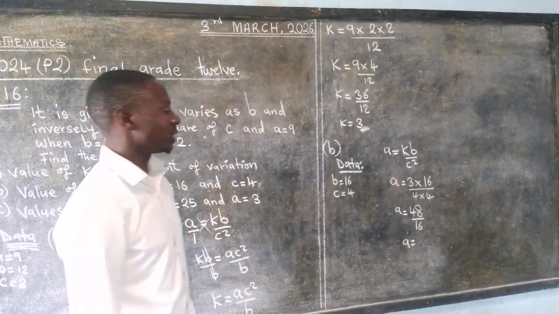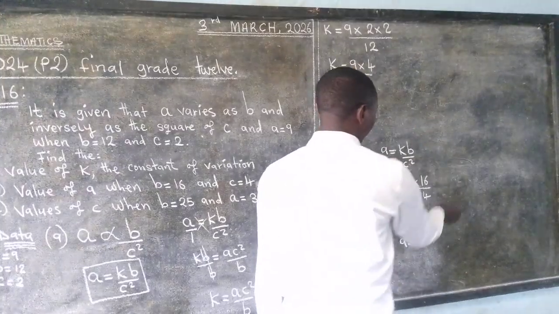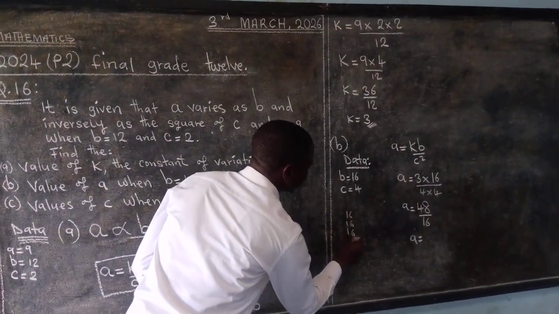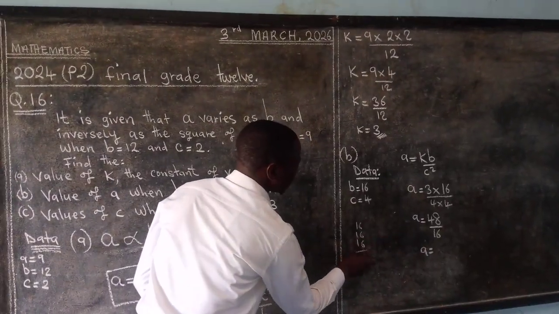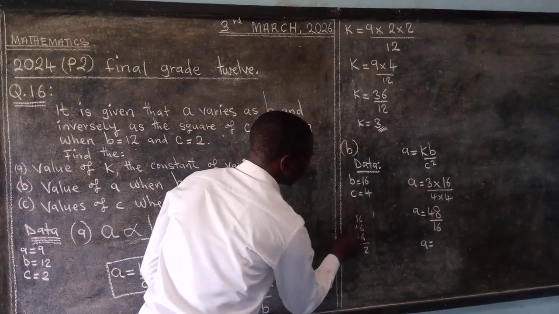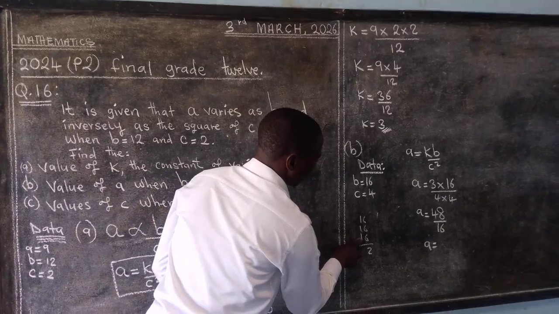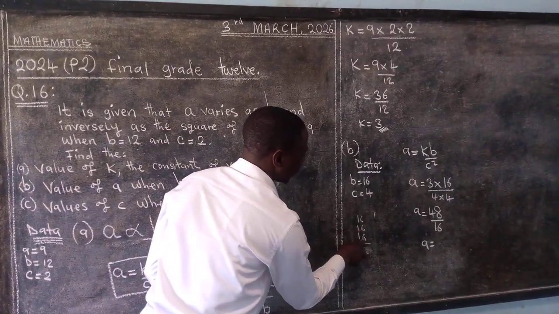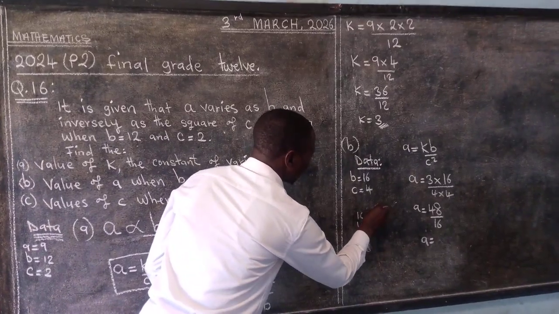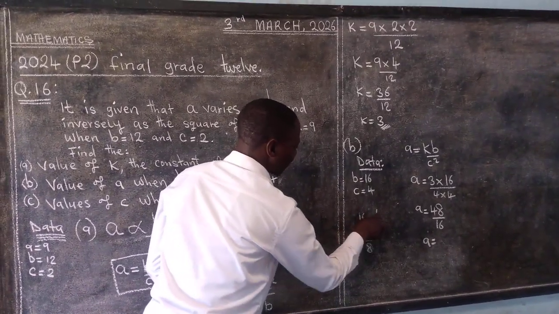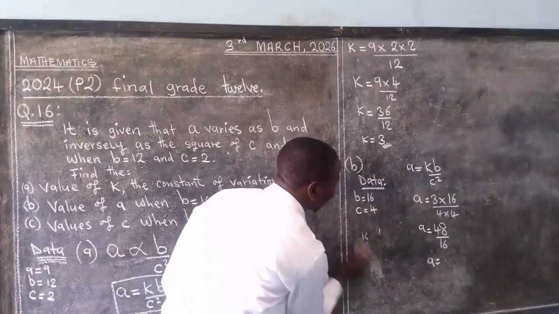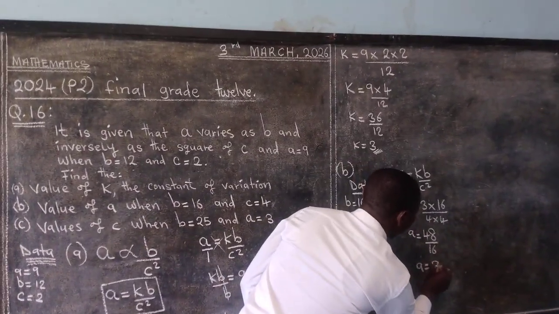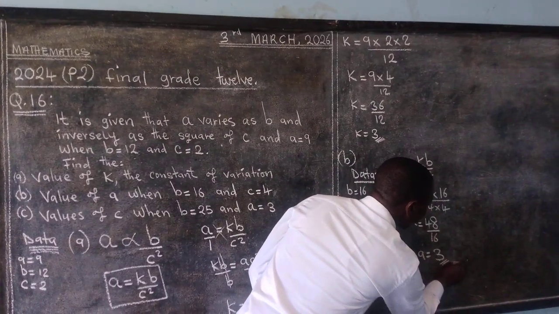16 into 48. Let's try to do it here. 16 plus 16 plus 16. 6 plus 6 is 12, carry 1, 2, 3. 6, 8, 12, 18. We write 8, carry 1. 1, 2, 3, 4. 48. So it goes 3 times. The answer is again 3 here.